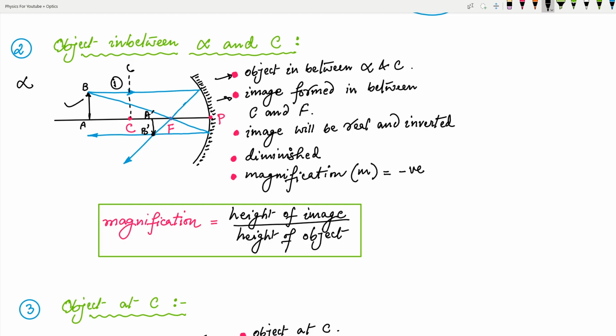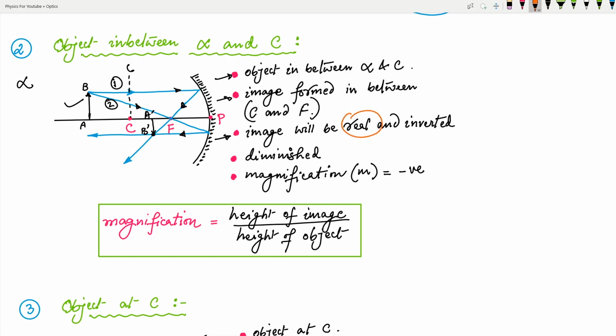This is ray number 1. We require 2 rays, and this is ray number 2. So the first ray is parallel to the principal axis. After reflection, it will pass through focus. Done. The second ray is passing through focus, so after reflection, it will become parallel to principal axis, and the point of intersection is this, which is located in between C and F. Therefore, you got the image in between center of curvature and focus. Simple as that. Now, if we look into the ray diagram, we'll see that the image will be real.